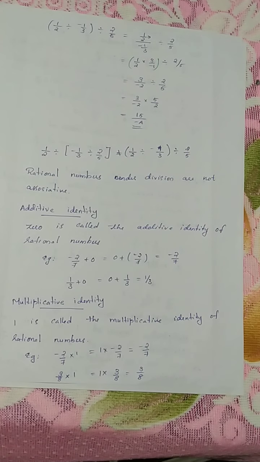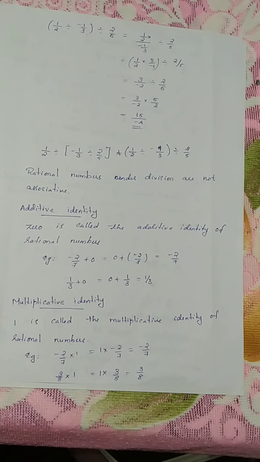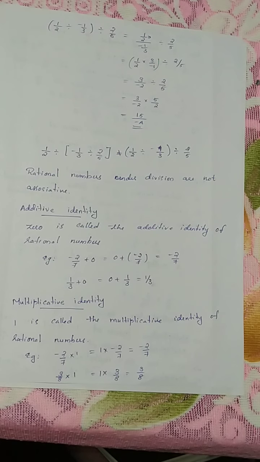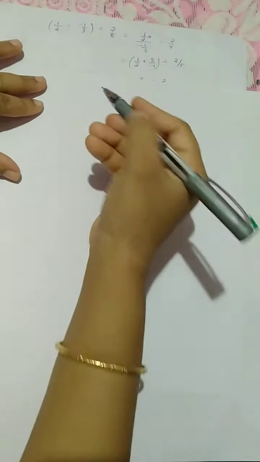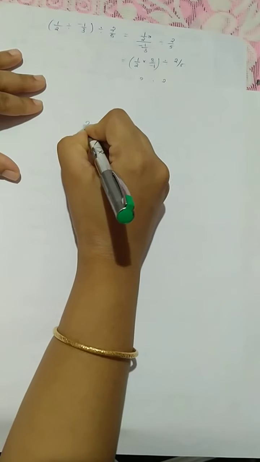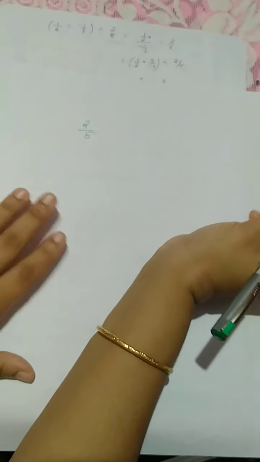The solution of LHS and the solution of RHS are different. So rational numbers under division are not associative. Next one is additive identity. Additive identity means we are considering a rational number, 2 by 5.